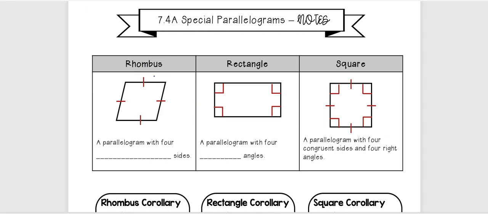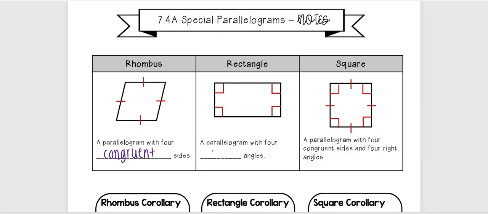We have first a rhombus, which looks like this. And that is a parallelogram with 4 congruent sides. And so I have that marked in this picture with these tick marks. That means that all of these sides are equal to each other.